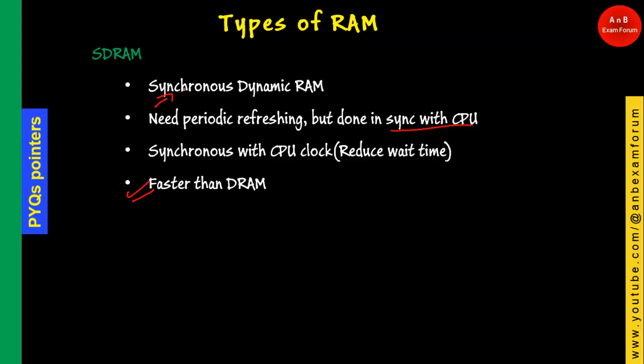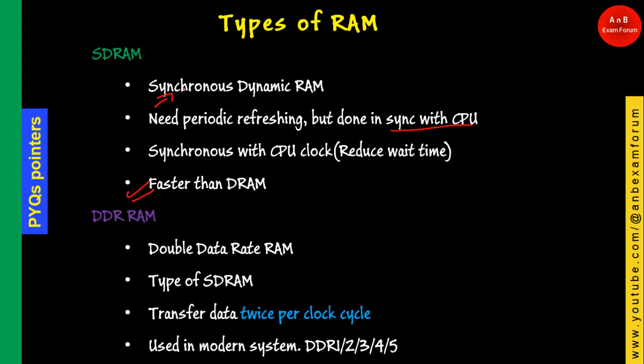The next one, nowadays everybody is talking about DDR RAM, that is double data rate RAM, and it is similar to SDRAM, but the thing is that per clock cycle it transfers the data twice, so the rate of transfer is doubled, so it is called DDR, double data rate RAM. And nowadays DDR5 is used in modern systems.